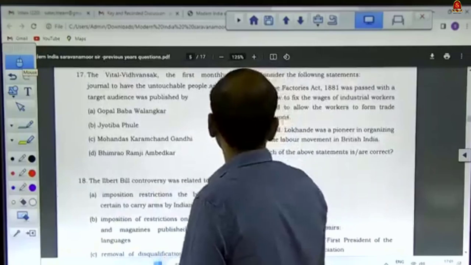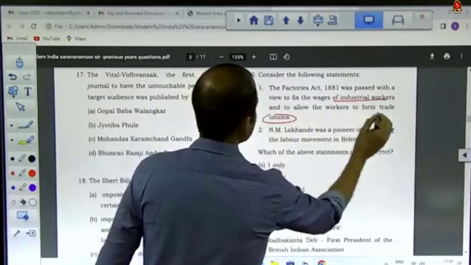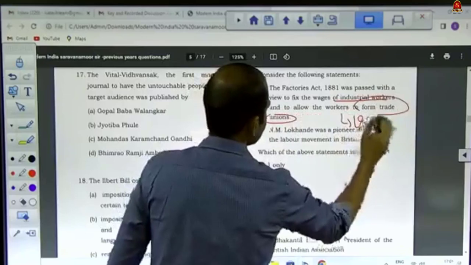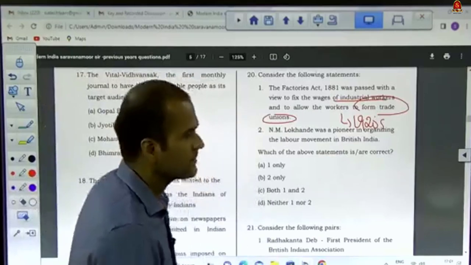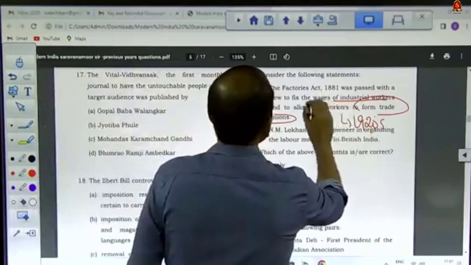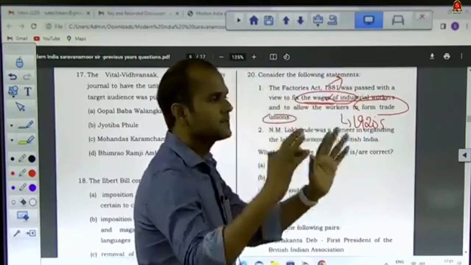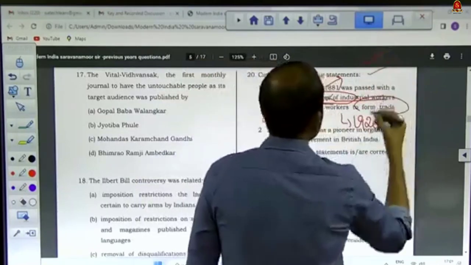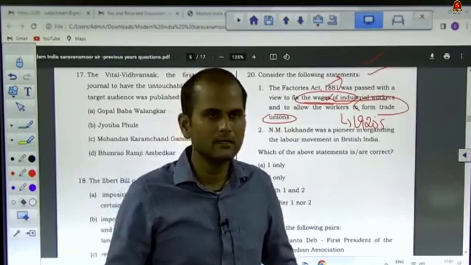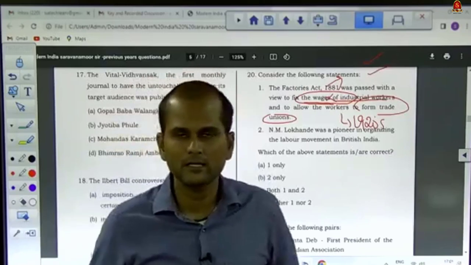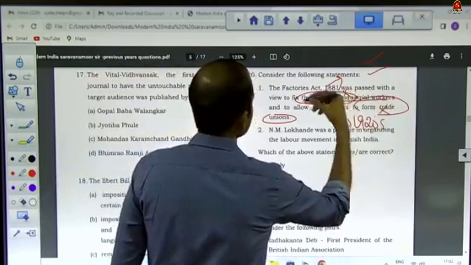2 and 3. Next, come to 20. The First Factory Act was passed with the view to fix the industrial workers' hours, and allow workers to form trade unions? No, the trade union concept, always keep it in mind, came only in the 1920s, especially after the Russian Revolution. Before that no concept of trade union was discussed. So that is wrong. Fixed wages is also wrong, because the first Act was related to children. It fixed working hours for children, a holiday for children, and a minimum age limit of 7. No children shall be allowed to work in industries below the age of 7. So wages and farm are absolutely wrong.